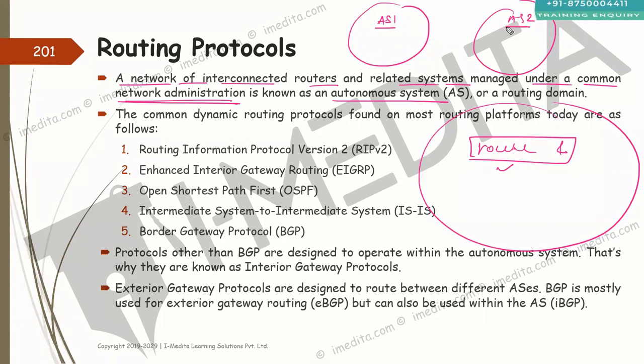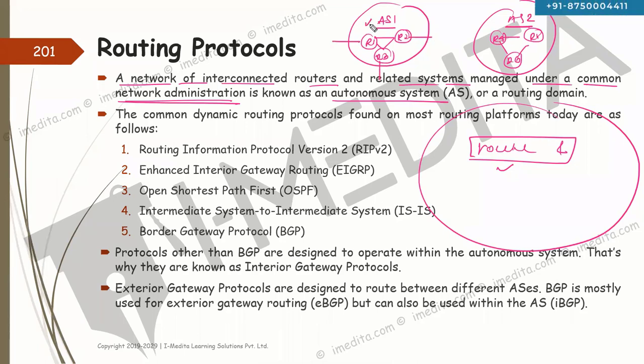A group of devices under a common administrative authority is what we refer to as an autonomous system. There could be a lot of devices here. These devices will be interconnected to each other. Let's say, for example, in this fashion, we need to route the packet from one network to another network.